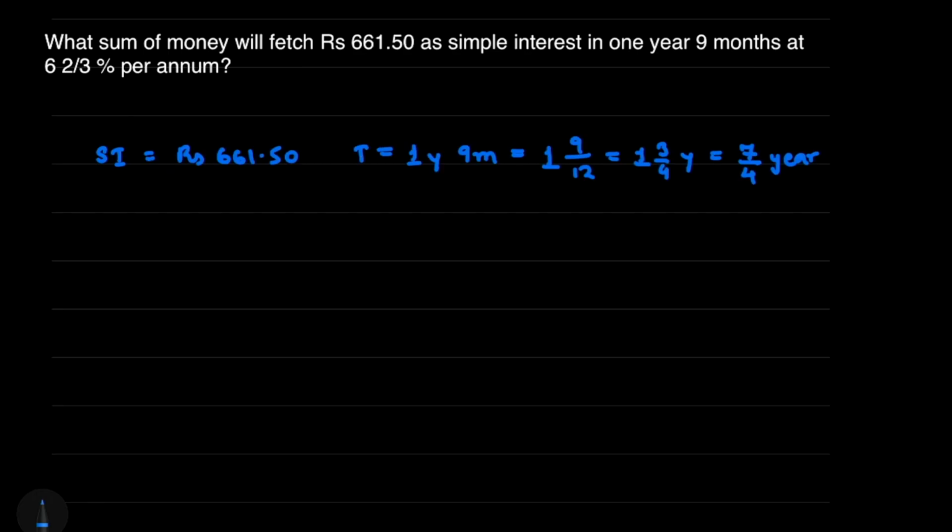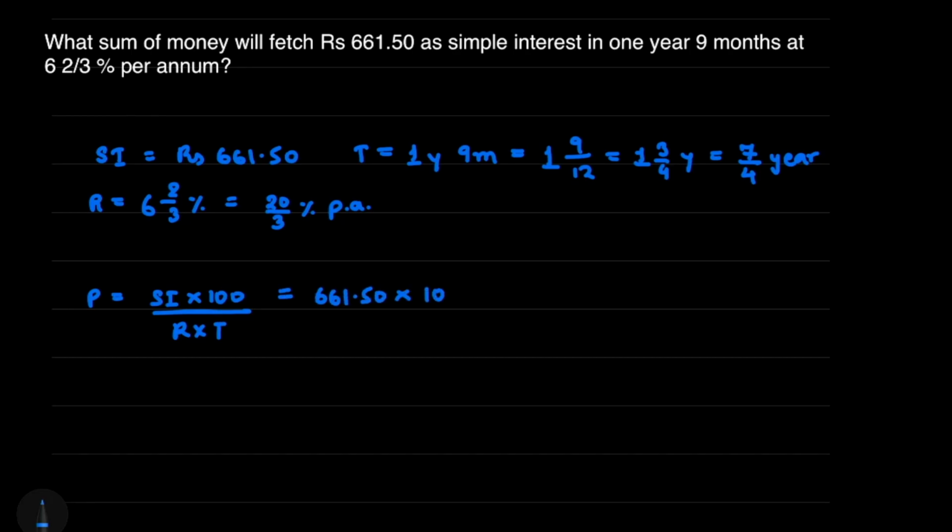And if you don't understand this, please do let me know in the comments down below. The time period comes out to be this, and our rate comes out to be 6 2 by 3% or 20 by 3%. So we know that the formula of principal would be simple interest into 100 by rate into time. We'll just plug these values in. We'll get 661.50 into 100 divided by 20 by 3 into 7 by 4.